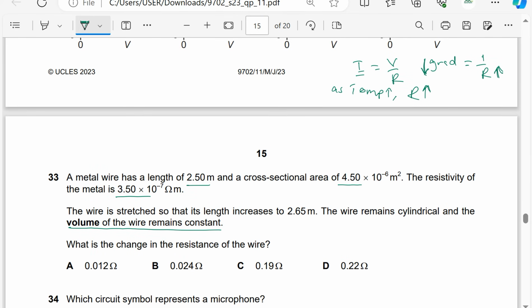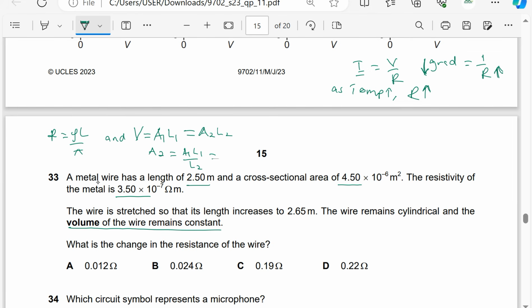What is the change in the resistance of the wire? So I'll utilize this point here. First of all, I know resistance is equal to rho L over cross-sectional area. And I know the volume of the wires, let's say the first wire has area A1, length L1. So the volume of the first wire is A1 L1. Remember, the volume is the same, so this should be the same as A2 L2. Since I have the first cross-sectional area, the first length, and the second length, I can find the second cross-sectional area. So A2 is going to be A1 L1 over L2.